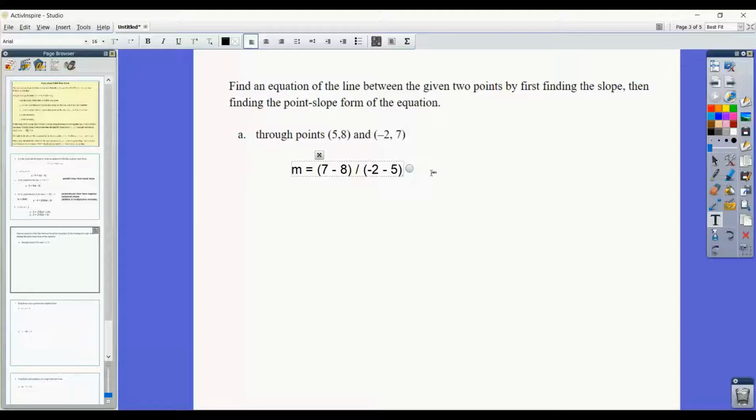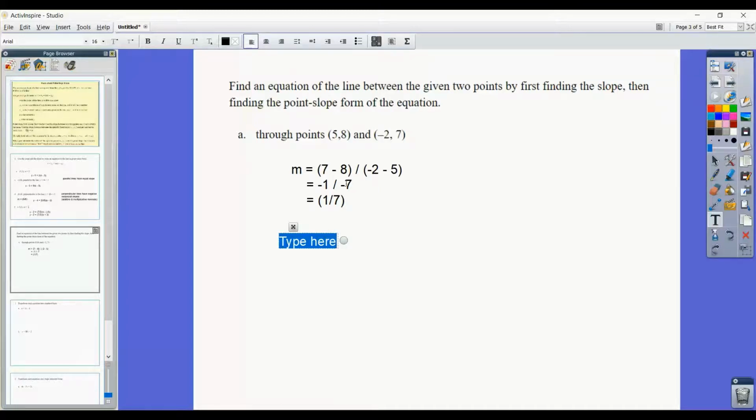So we'll simplify that out. On the top, that's going to be negative 1, and then on the bottom, that's going to be negative 7. So those would divide, the negatives would cancel out, and we would have 1 over 7, or think of it as negative divided by negative equals positive, but either way, whatever floats your boat there.